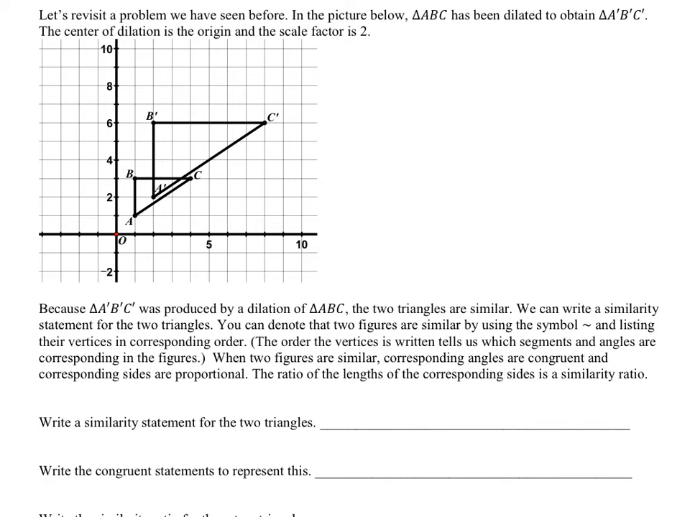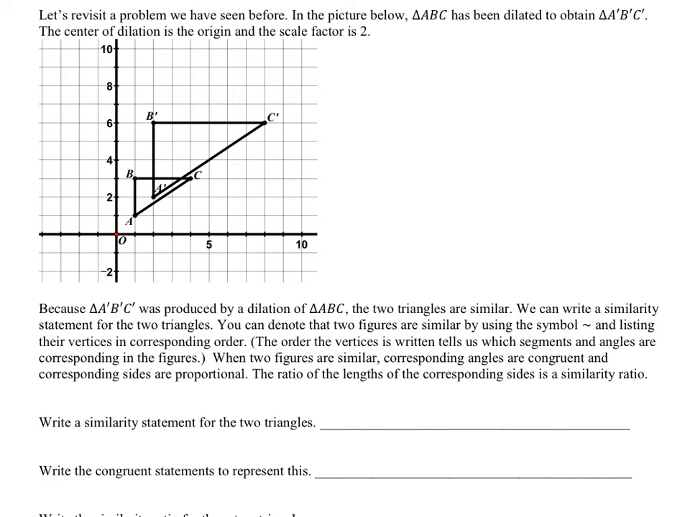So let's go back and revisit this problem, which we've seen before. In this picture, triangle ABC has been dilated to obtain triangle A prime, B prime, C prime. The center of dilation is the origin, which they've shown at the red dot right there. And the scale factor is 2. Because A prime, B prime, C prime was produced by dilation of triangle ABC, the two triangles are similar.